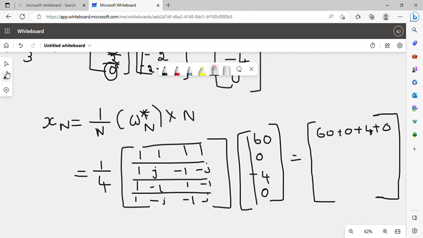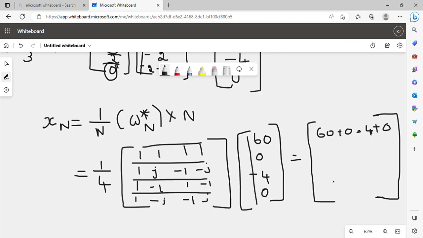So now here it is 64, that is 1 into 60 is 60, 1 into 0 is 0, 1 into minus 4 is minus 4, and 1 into 0 is 0, because the very first line is getting multiplied by 60, 0, minus 4, 0, right?